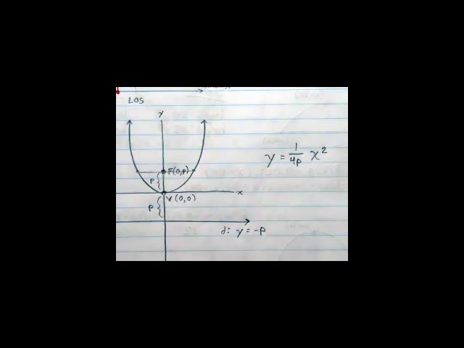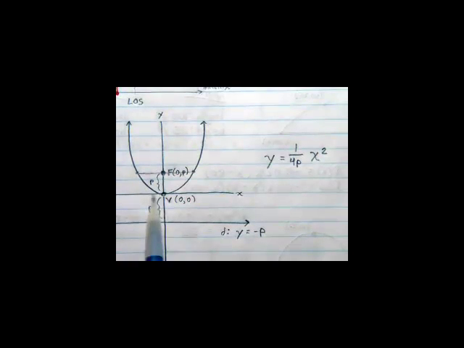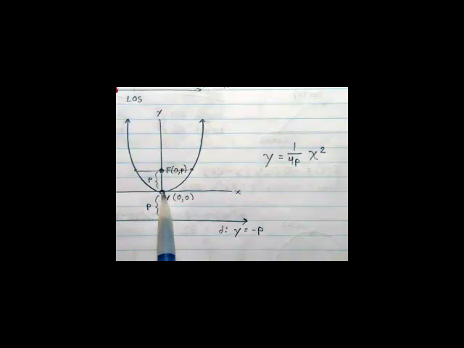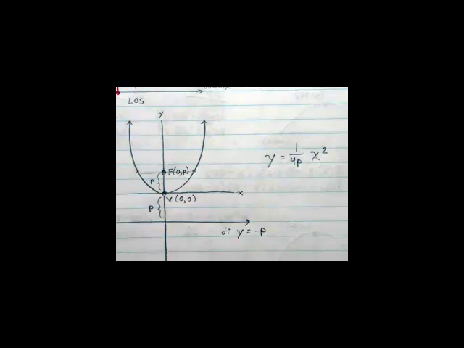Now, if this parabola were to open down instead of up, it would be positive p for the directrix, and the focus would be negative p. Because this is 0, and if this is a distance of p, then whatever this number is, this would be hitting the y-axis at that number, except negative. Right?